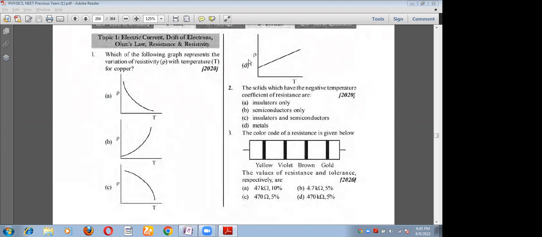Also see question number 2. The solid which has the negative temperature coefficient of resistance, means with increase in temperature, resistance decreases. What will you answer for 2? Go through question number 2.